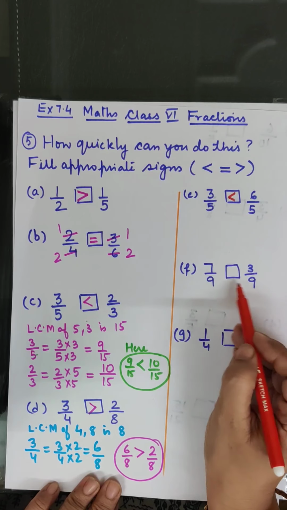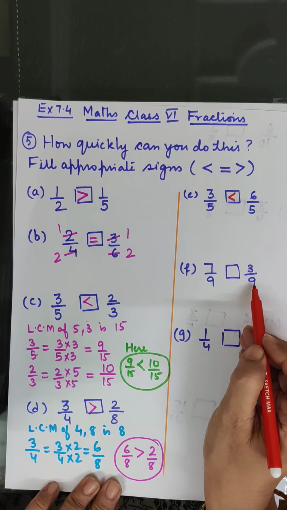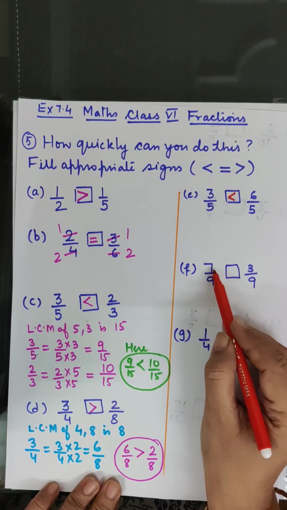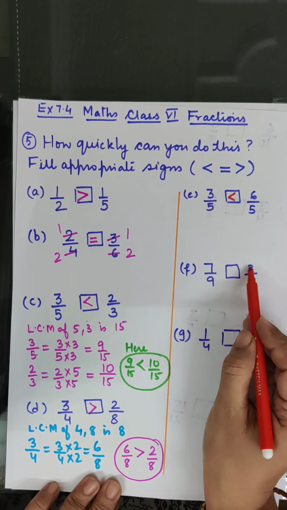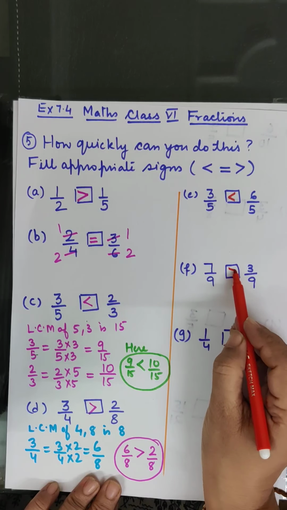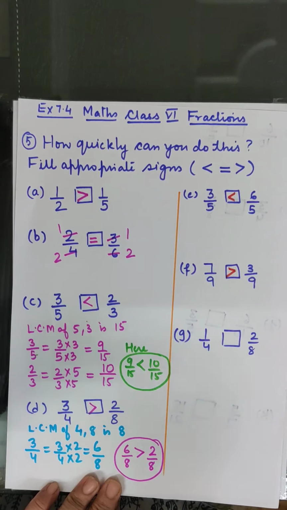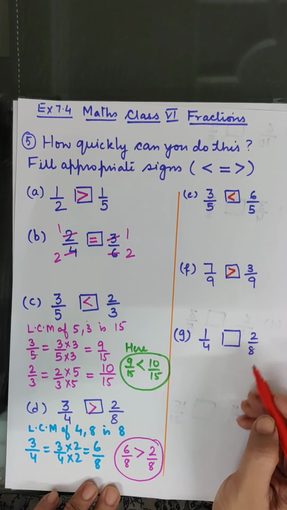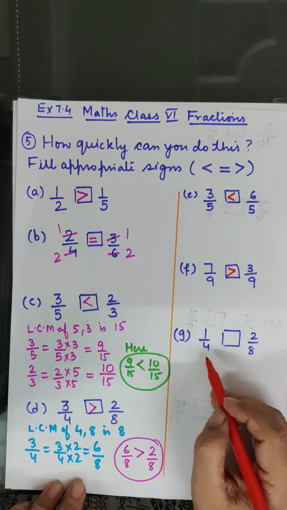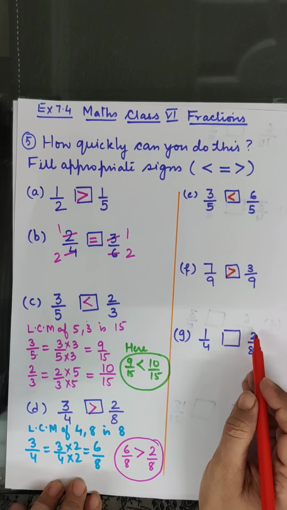Again these are like fractions. Denominators are same. So we compare the numerators. 7 is greater than 3. So 7 upon 9 is greater than 3 upon 9. Now coming to G part. Here the denominators are different and the numerators are also different.